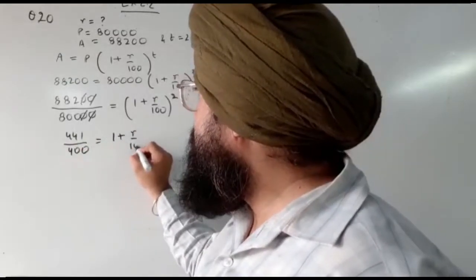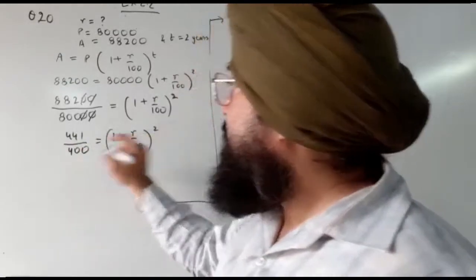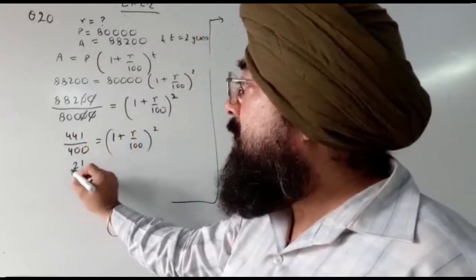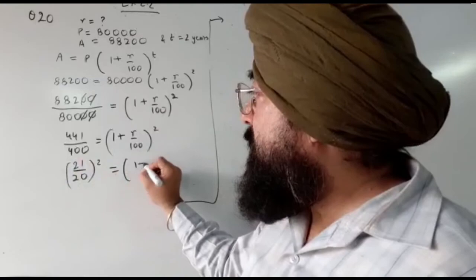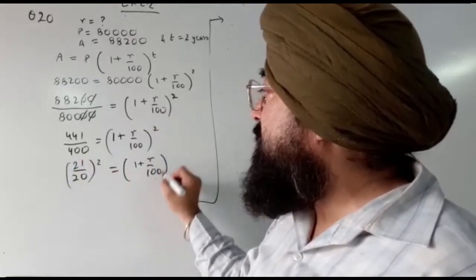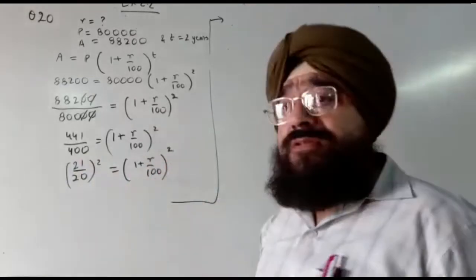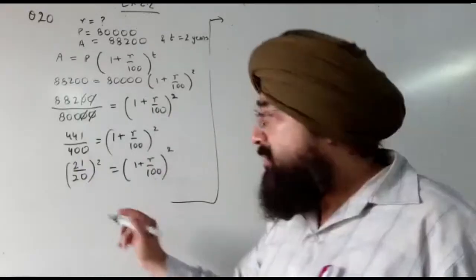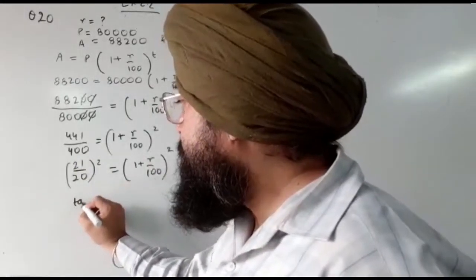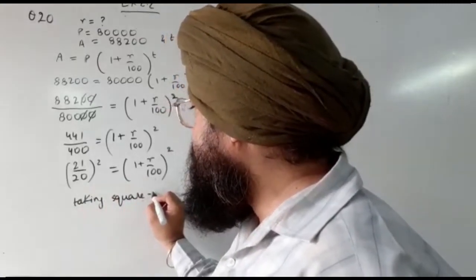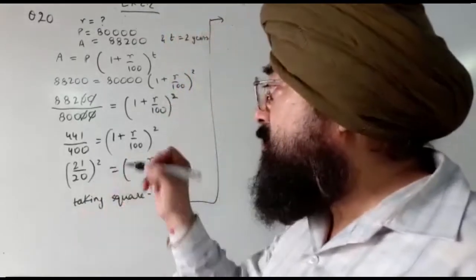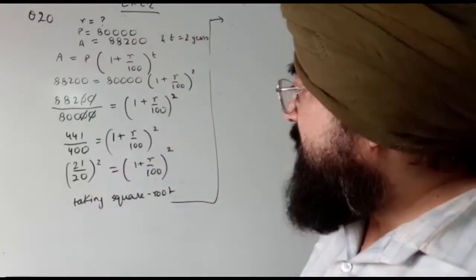What can you say? Any guesses? It becomes 21 upon 20. Come on. Is equal to 1 plus r upon 100. And why was I so interested in making the square? Because now I can take a square root. See, similar. Taking square root. If I take the square root, you see that the square and square get cancelled. So I am left with what?